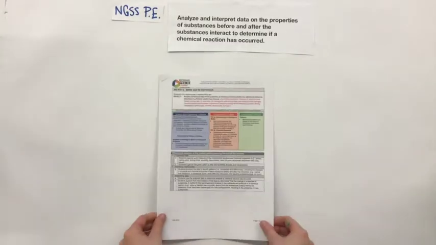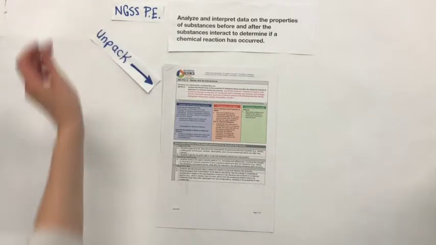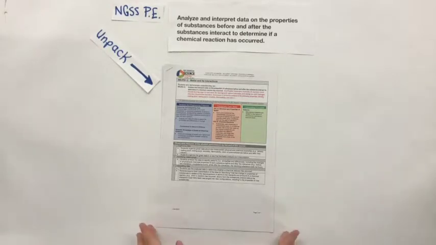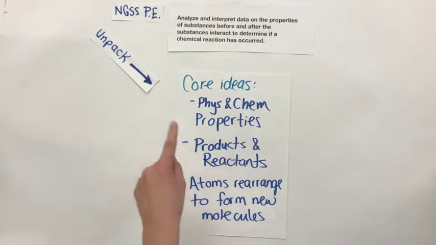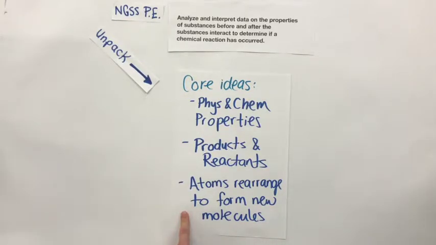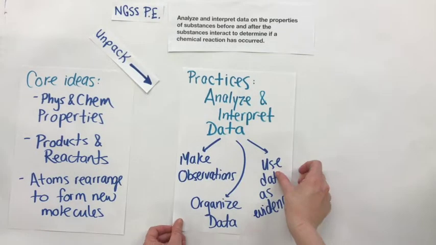The nice thing about the NGSS standards is that they are unpacked for us. So we always start with this particular sheet here because it's a really nice way of unpacking the complex performance expectation. So just to make it a little bit bigger for this video, when we look at that performance expectation sheet, we see that there are three kind of main core ideas that we're looking at. The students need to be able to show that they understand physical and chemical properties, the difference between products and reactants, and that atoms arrange to form new molecules. So this is the content that is found within that particular performance expectation.